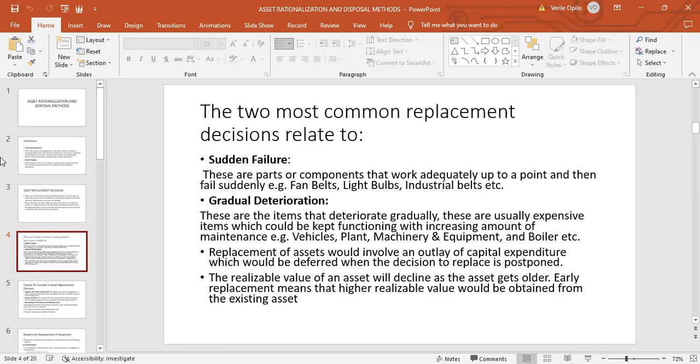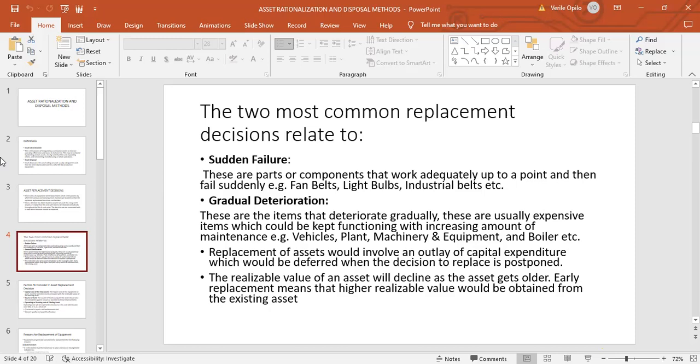For example, a light bulb. If a light bulb burns, what happens? You're just supposed to replace it, not change a part of that bulb. So in that case, when there is a sudden failure, the business might decide to replace the asset. Then we have the other one, which is gradual deterioration.